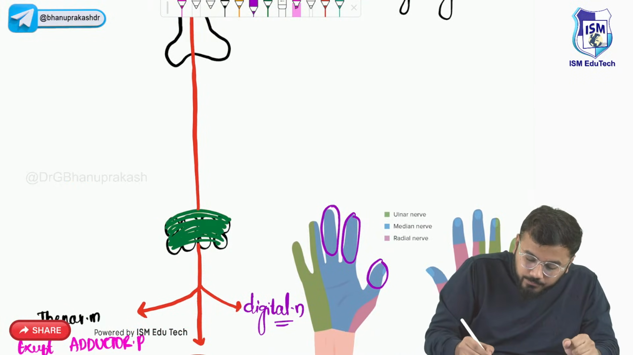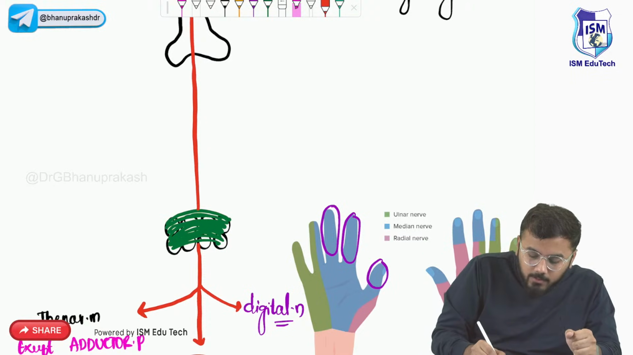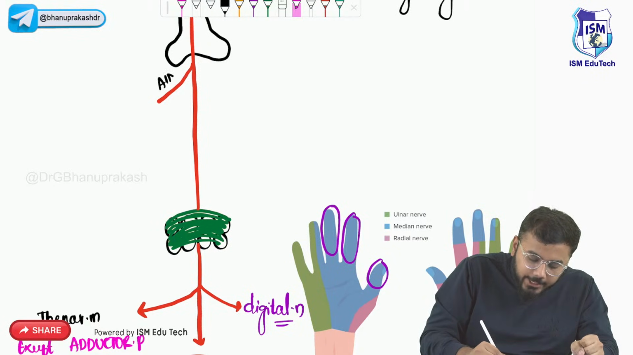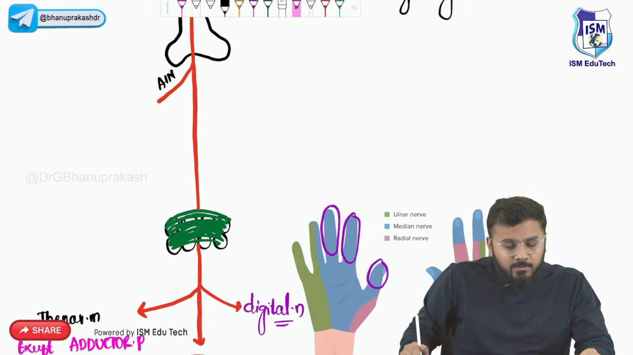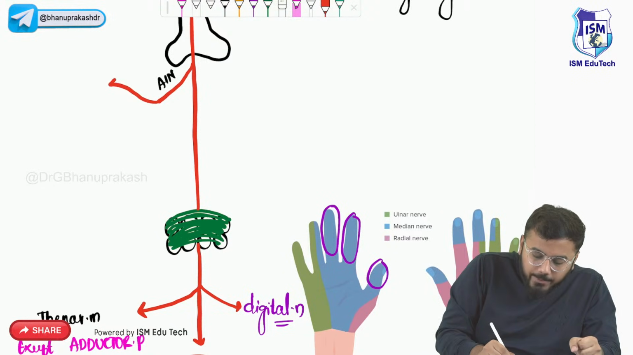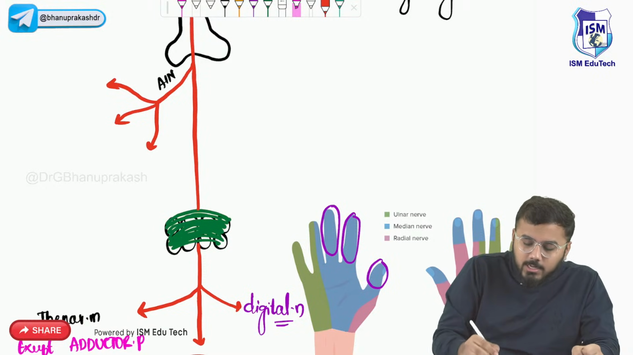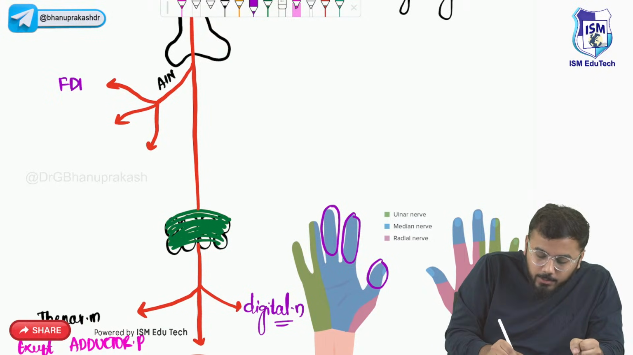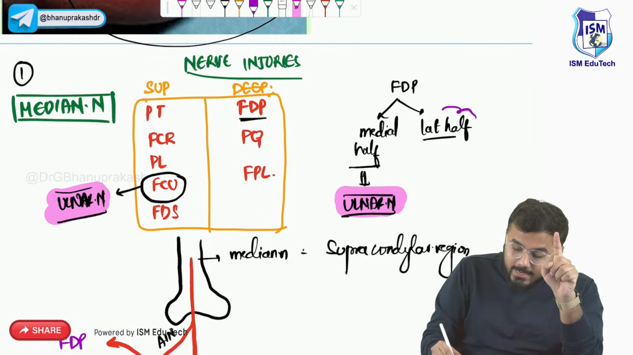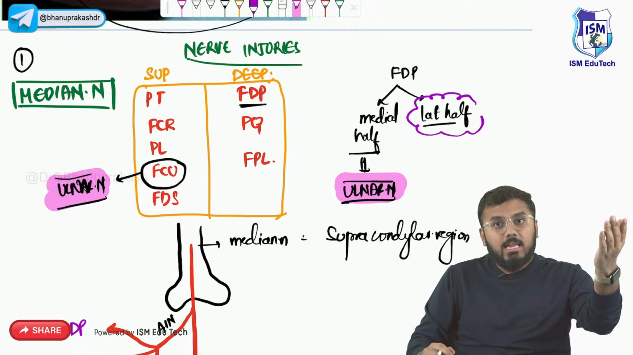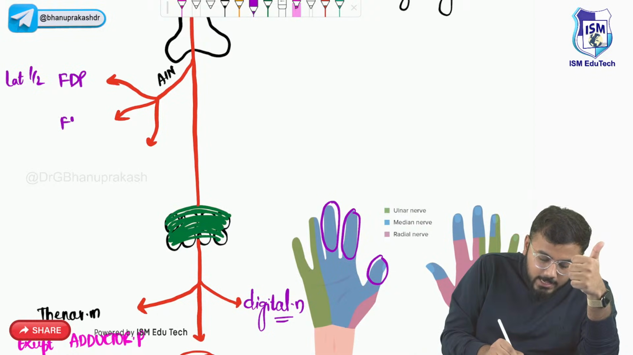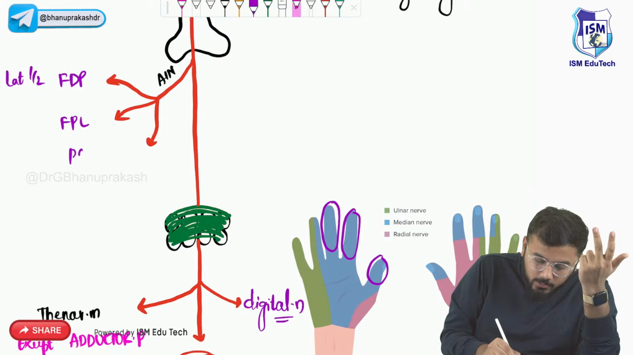What is the important thing? This median nerve will give a branch like this, and this branch is called anterior interosseous nerve. This anterior interosseous nerve supplies three muscles. What are those three muscles? It gives a branch like this, a second branch, a third branch. The first muscle is flexor digitorum profundus. Again, don't just write flexor digitorum profundus. What? Lateral half of flexor digitorum profundus, because medial half is ulnar. So lateral half of flexor digitorum profundus, flexor pollicis longus, and pronator quadratus.